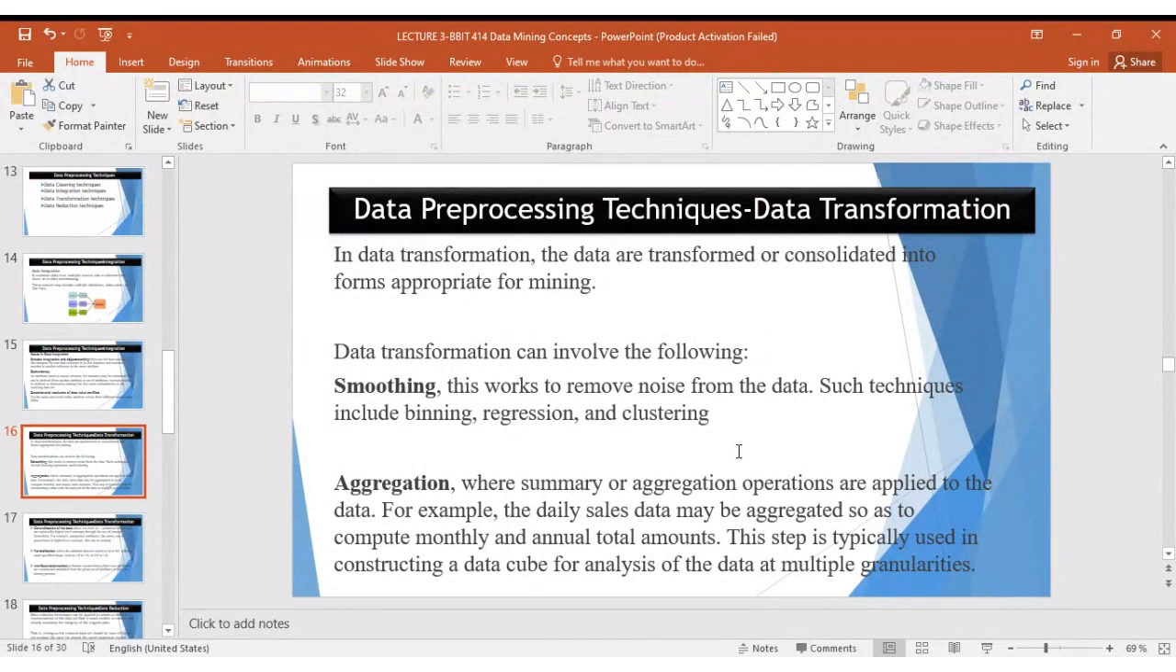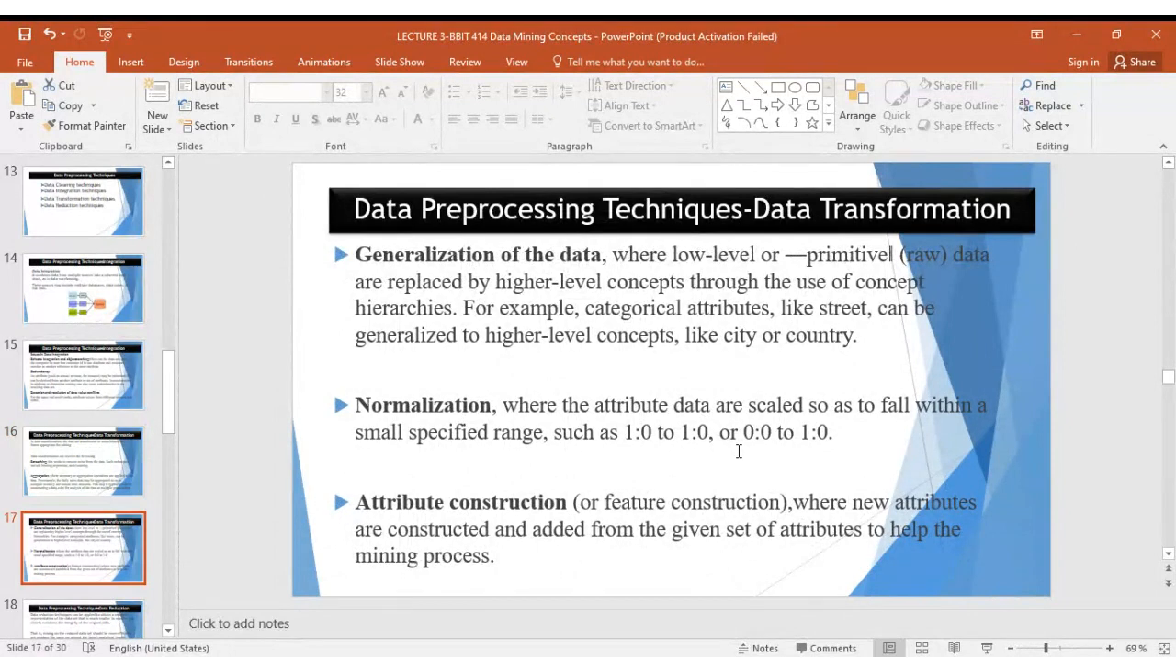That could involve things like smoothing the data, which works to remove the noise within the data and get the data in a way that can fit the model we are talking about. Aggregation of data is another thing, and we could have various models being used there. Transformation also means generalization of the data. Normalization: we have talked about normalization in databases. I don't think we can talk of database design without normalization, so I expect you have covered that, so that we are able to remove some of the redundancies that would come with that data.